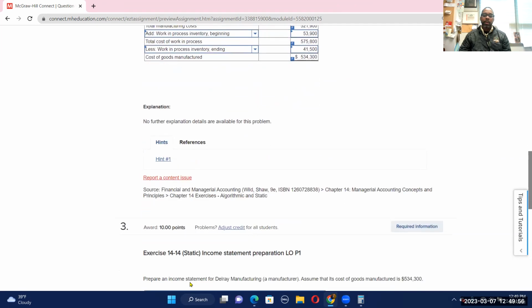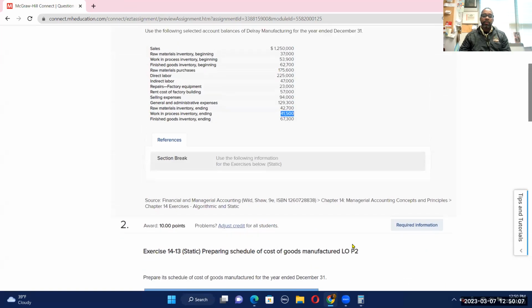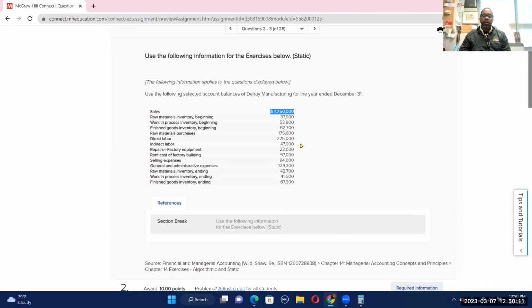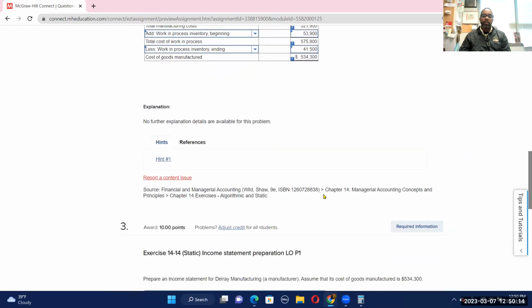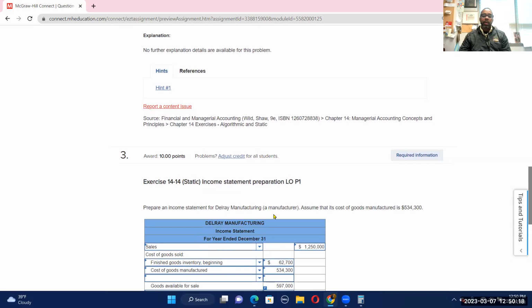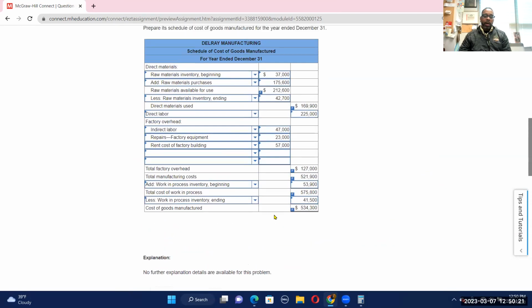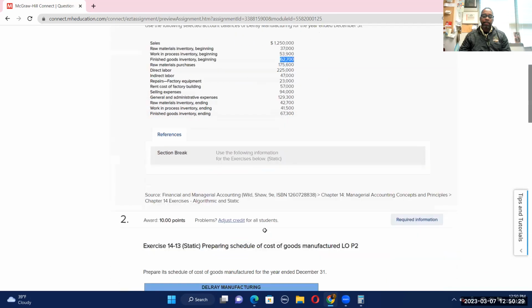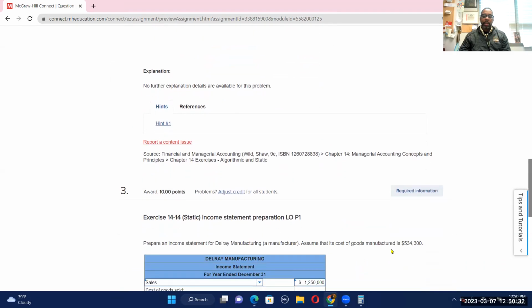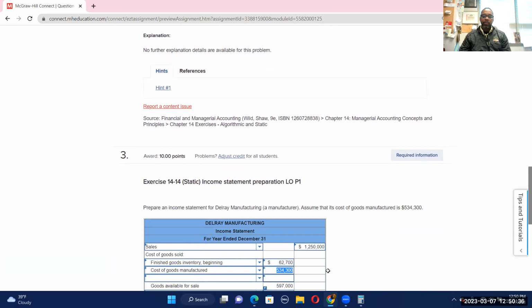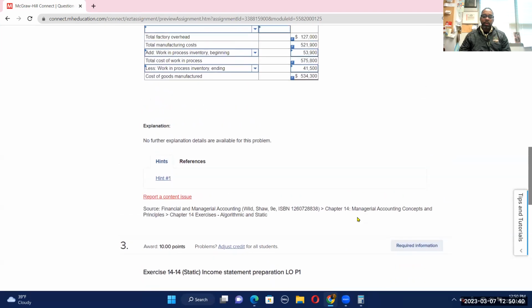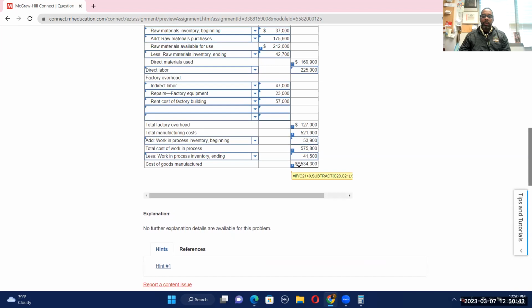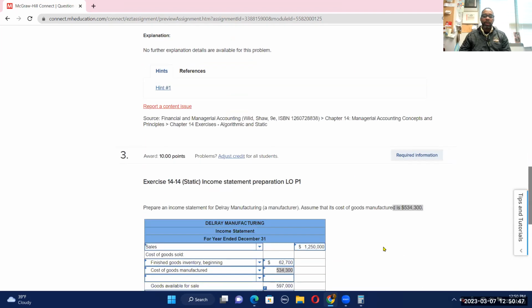is to prepare the income statement for Delray and assume that the cost of goods manufactured is $534,300. That's really nice of them to give that. With that income statement, we're going to start with sales, which is 1,250,000. Now we're going to go to cost of goods sold. We're going to start with the beginning finished goods, which is 62,700, and add the cost of goods manufactured that was given. That's crazy, they gave you the answer here. Normally you would have just taken it off the schedule of manufacturing.